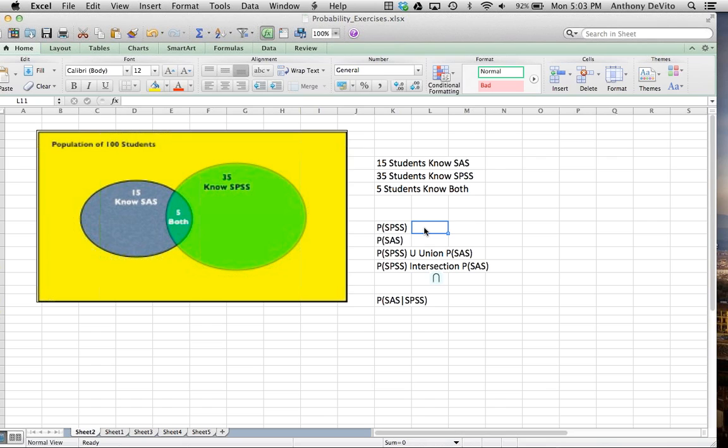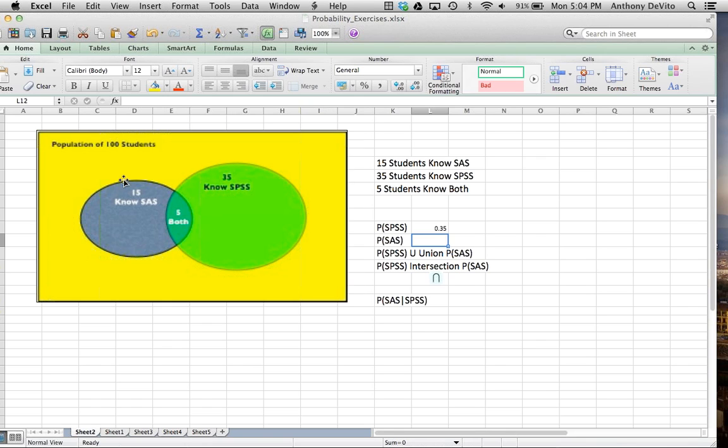Okay, what's the probability that a student knows SPSS? Right? Think about that for a second. What do you think the probability is that within this population or sample a student knows SPSS? Well, there's 35 students that know SPSS out of 100 students total, or 35% out of 100%, right? So the probability of any randomly selected student that we would pick from this population is 35% that they would know SPSS.